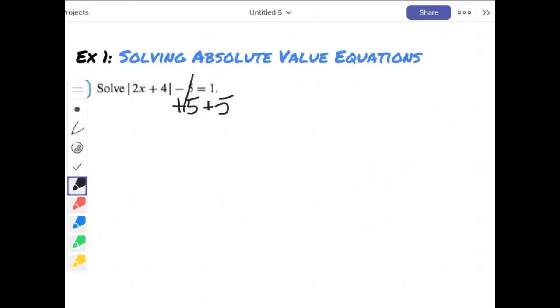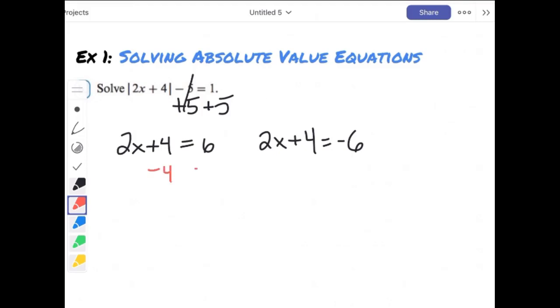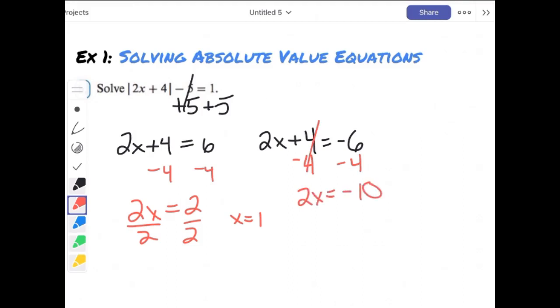So now if I want to drop the absolute values, 1 plus 5 gives us 6. So I'm going to say 2x plus 4 is equal to 6, and 2x plus 4 is equal to negative 6. Doesn't matter which order you do those in. And then the operations on the inside end up being the same. So I do minus 4, 2x is equal to 2, and divided by 2, x equals 1. On the other one, again, I'm doing minus 4, 2x is equal to negative 10, divided by 2, x equals negative 5.